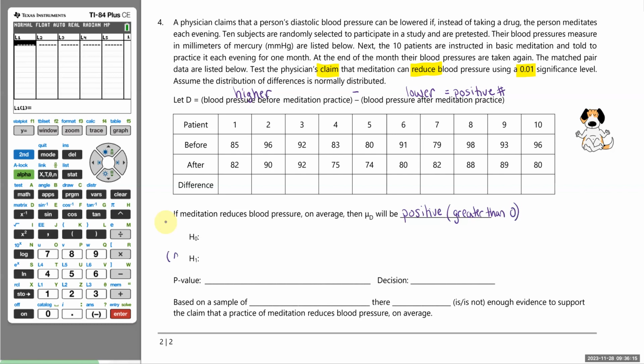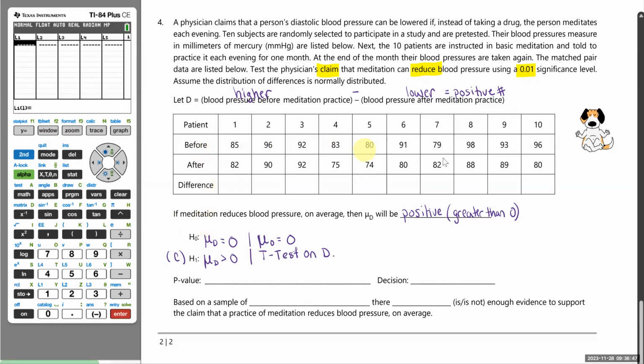So we have our claim, the population mean of the differences greater than 0. Null hypothesis is equality. Mu naught 0. Oops, sorry about that. Mu naught 0. We do a regular t-test on the differences, D.